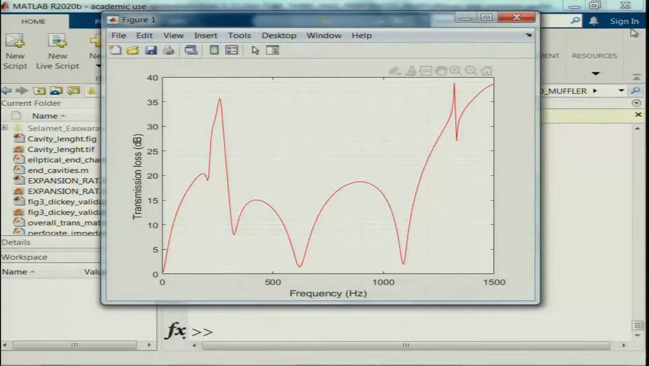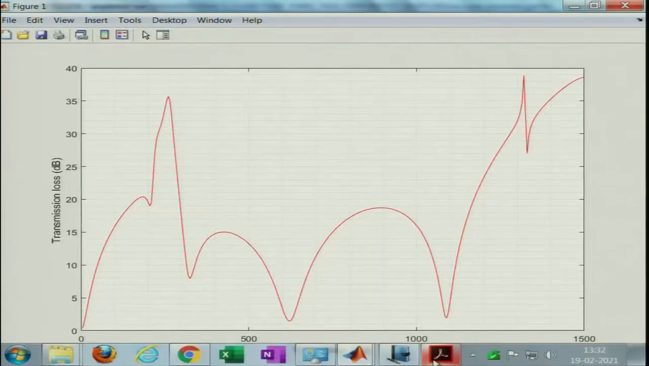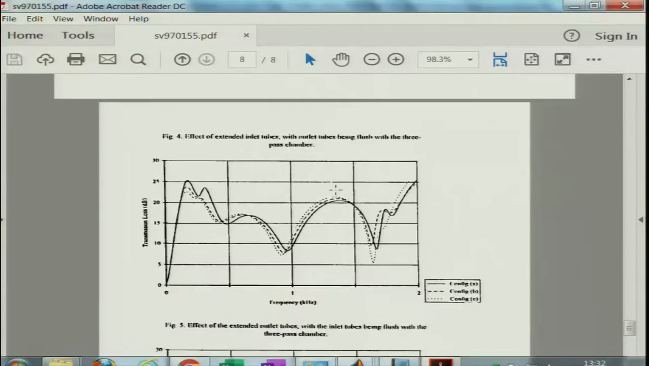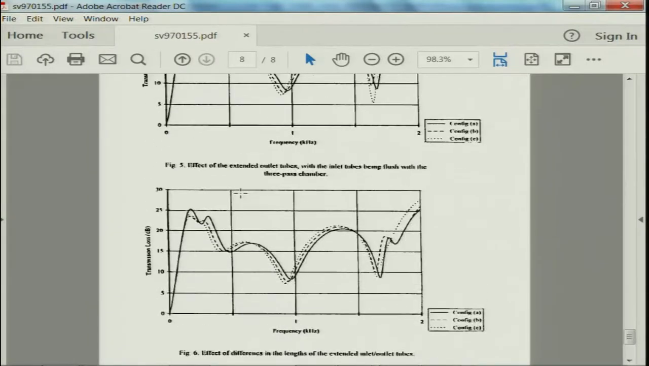While we were talking, a beautiful transmission loss curve has popped out, and you see exactly the same result. So, we are able to reproduce what the author has done in this paper. Of course, this is with the mean flow effect of distance.